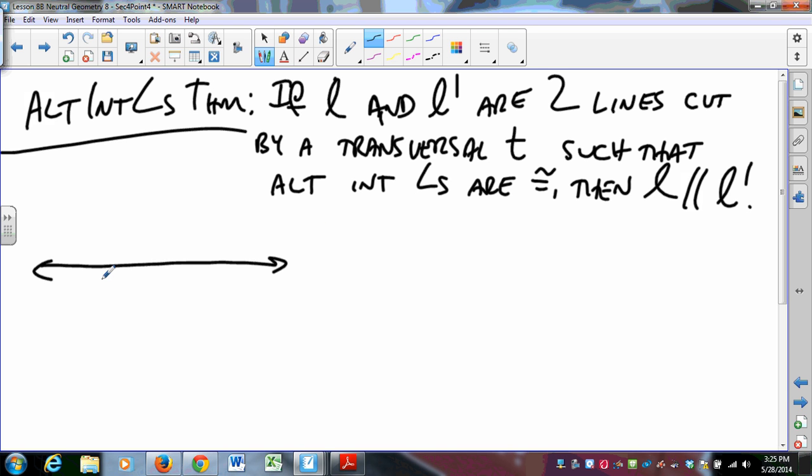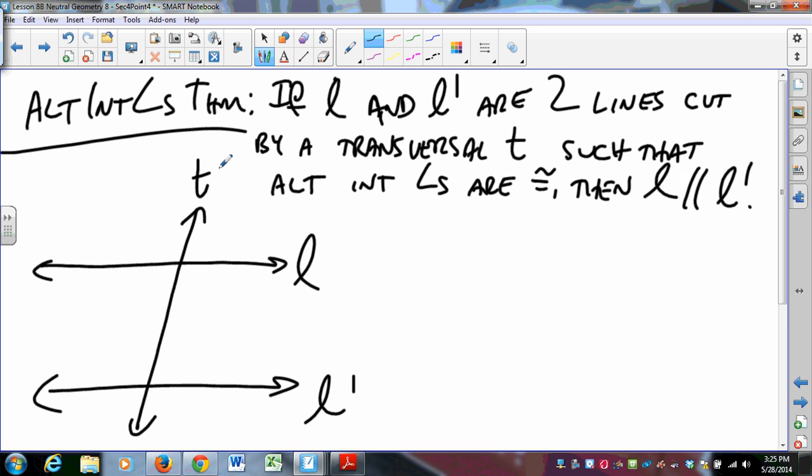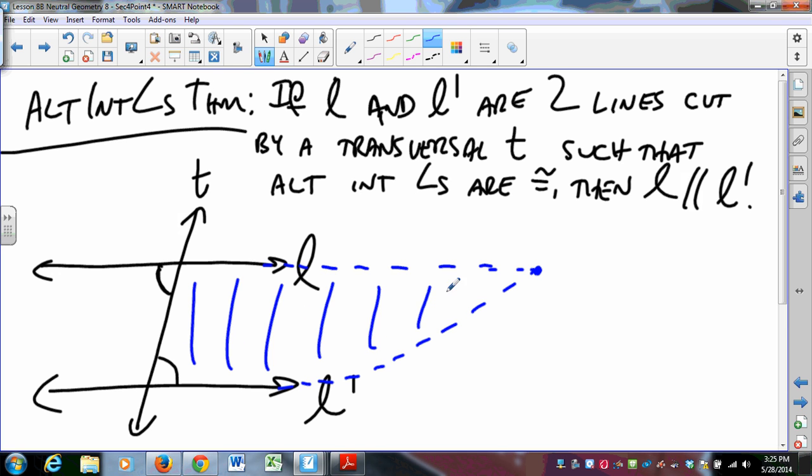Here's the way this works. You've got L, you've got L prime, you've got a transversal, and alternate interior angles are congruent. Doesn't matter which pair, either pair will be fine, so we'll pick this pair. Why do the lines have to be parallel? Well, what if they crossed somewhere way out here? Then, for this triangle, that is an exterior angle, and that exterior angle would be equal in measure to this interior angle, and that is all sorts of bad.